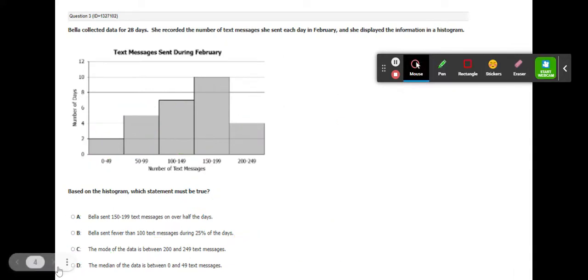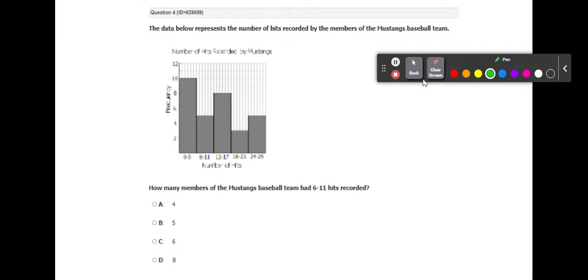All right, next question looks like this. Data below represents the number of hits recorded by the members of the Mustangs baseball team. So number of hits and frequency. How many members of the Mustangs had 6 to 11? All right, so 6 to 11 looks like it's right here at the 5. This one's just saying, how many members had 6 to 11? So I find that interval. There's no tricks to that one. 5. All right, let's go to question 5.